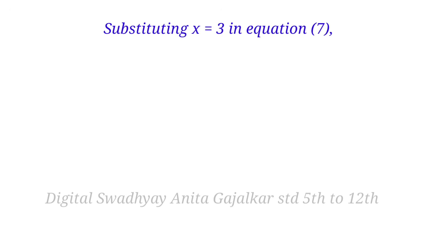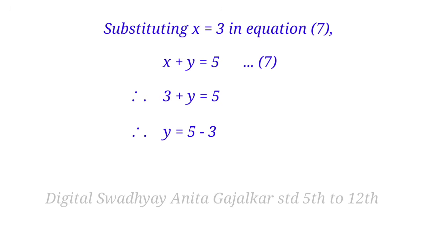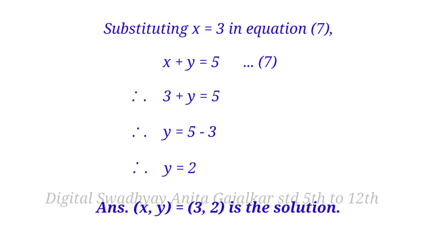Substituting x equal to 3 in equation 7. Equation 7 is x plus y equal to 5. Therefore, 3 plus y equal to 5. Therefore, y equal to 5 minus 3. Therefore, y equal to 2. Answer: (x, y) equal to (3, 2) is the solution.